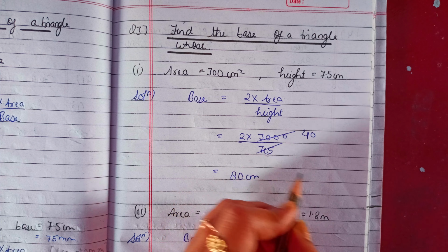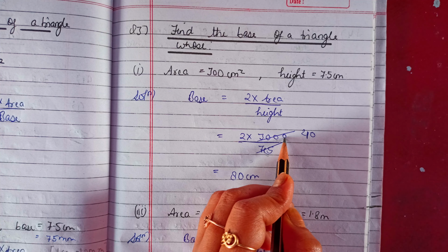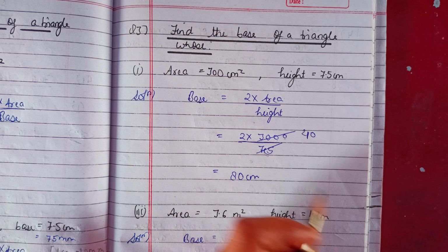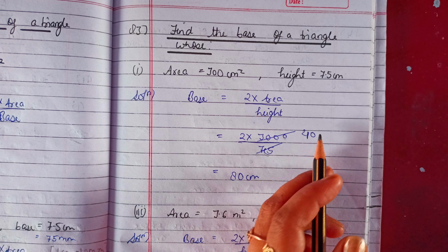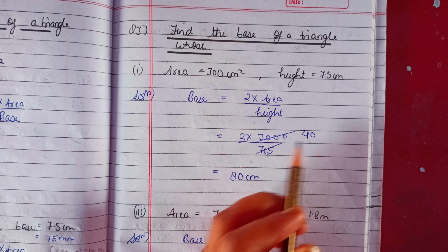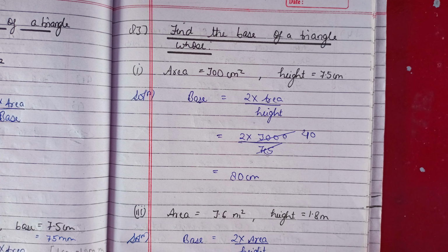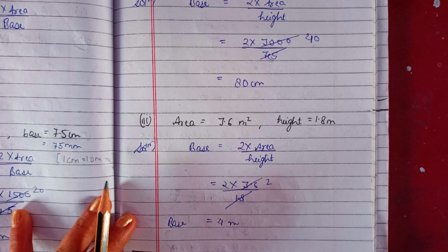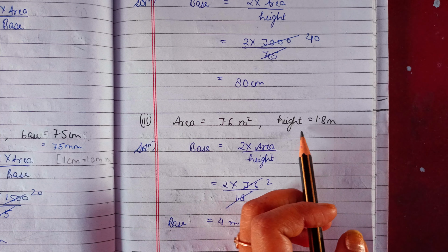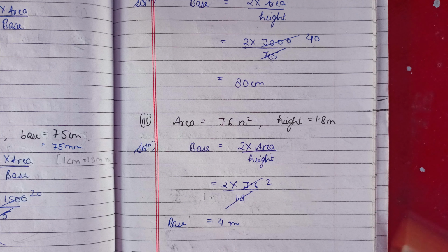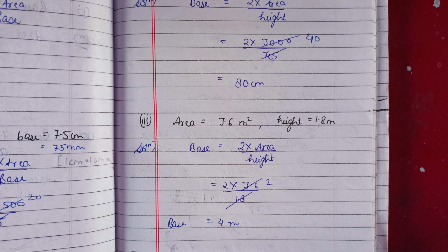Now we will remove the decimal, then a 0 will be added in the numerator. When we removed the decimal from the denominator, a 0 gets added in the numerator. Now 75 and 3000 we will simplify. We are getting 40. 40 into 2, 80 centimeter is the base. Now third part is area equal to 3.6 meter square and height is 1.8 meter. Both are in meter. Don't have to change anything.